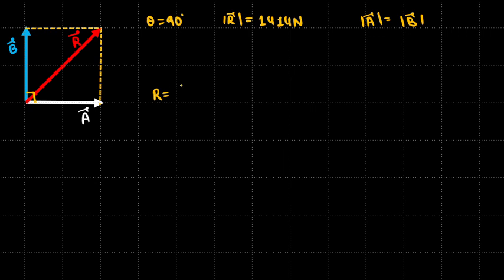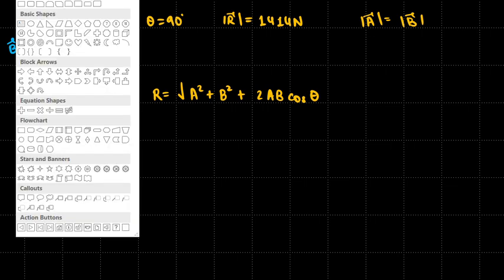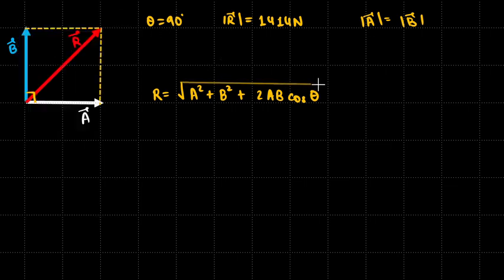So we have the formula: the magnitude of the resultant is the square root of a squared plus b squared plus 2ab cos theta, and I will add the line on top. I forgot what it's called. This is obviously the square root sign, but the top line has a name. I heard it in a video, but I don't remember the name.